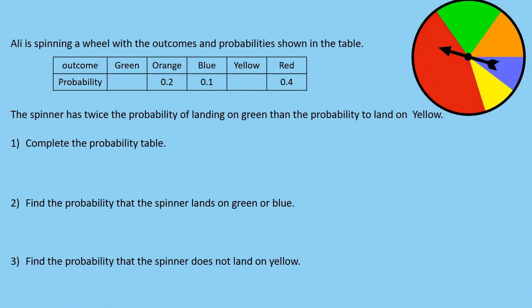Before you move on to the solution, please pause the video, read the problem, and attempt to solve it on your own. This will help you better understand how to apply the rules we have just learned.